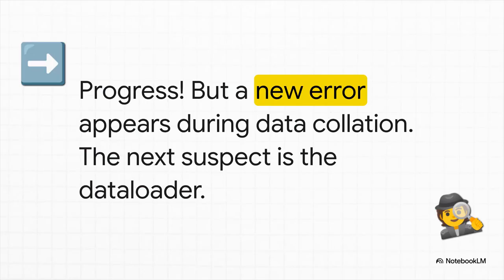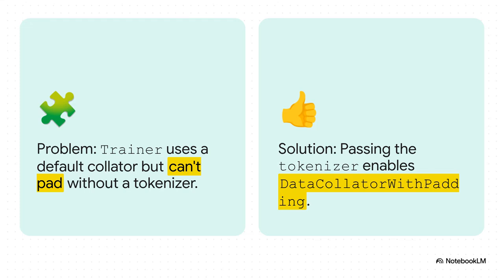So we fix one thing and wham, another problem pops up. This time, the error happens when the trainer tries to group our individual examples into a batch. This points our magnifying glass directly at the next suspect, the data loader, and specifically, the data collator. Okay, so what's going on here is this. Without the tokenizer, the trainer uses a default data collator that has no idea how to pad sentences to make them the same length.